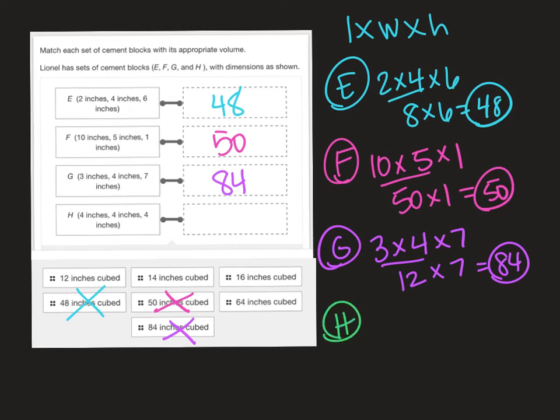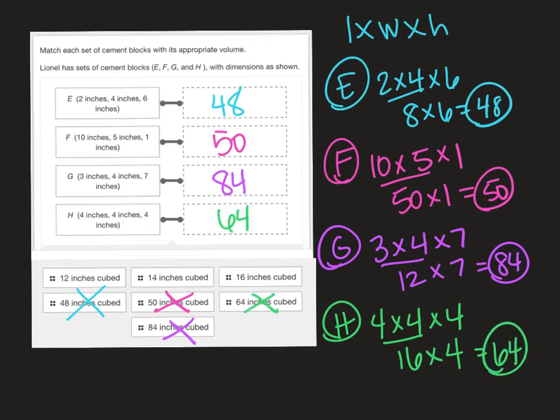Last one on this problem. We have for H 4 times 4 times 4. 4 times 4 is 16. 16 times 4 is 64. So we're going to write 64 here and mark it out. I want you to notice that obviously we had more choices than we had problems. So on this one, you should expect to have some left over at the end that you did not use.